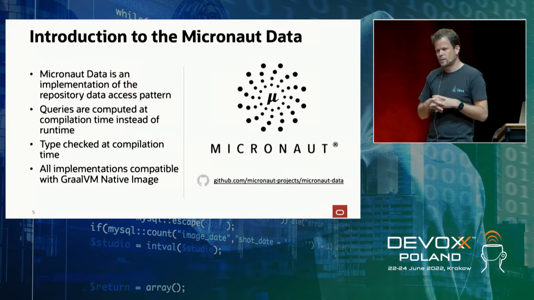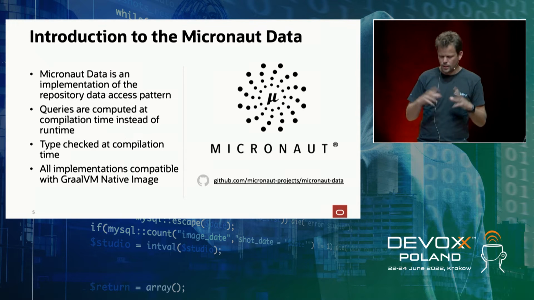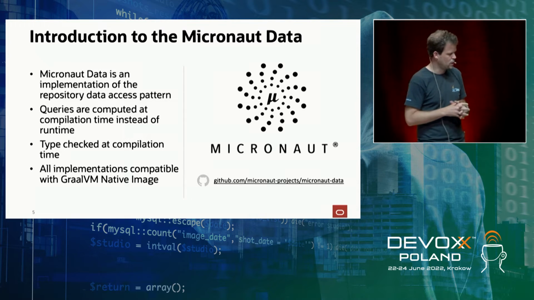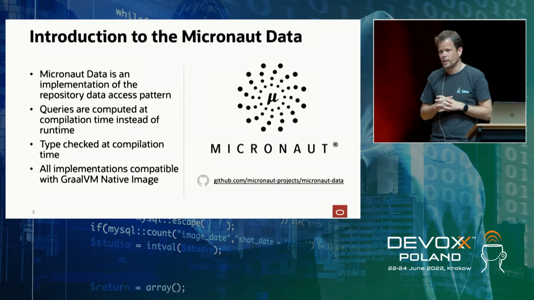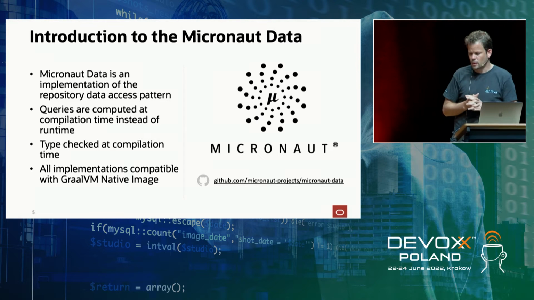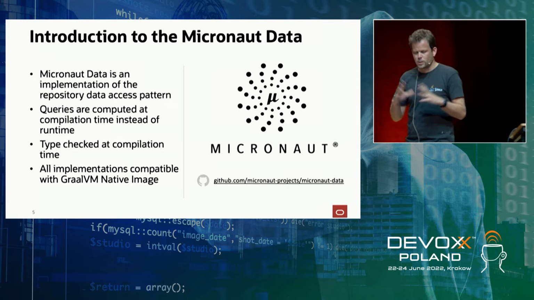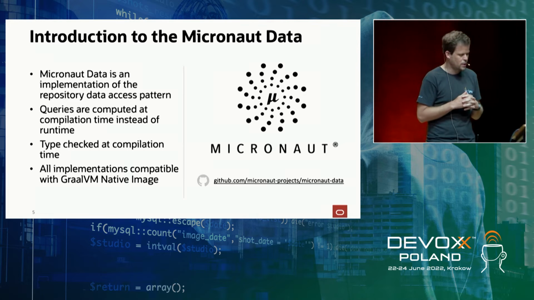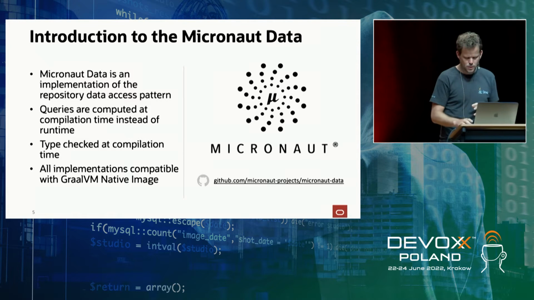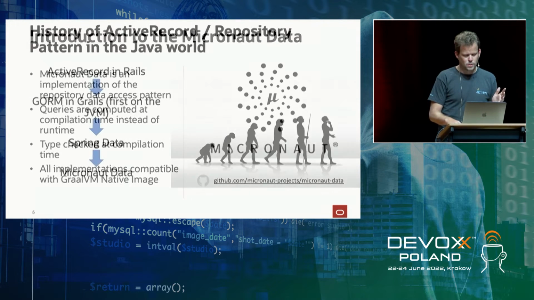This also means it has a lot of active type checking. So it will type check the usage of your repositories and fail if there is any incorrect usage of the repositories you define. And of course, because there's no reflection usage, it's automatically compatible with GraalVM native image. All of the implementations of Micronaut Data that we support work with native image out of the box.